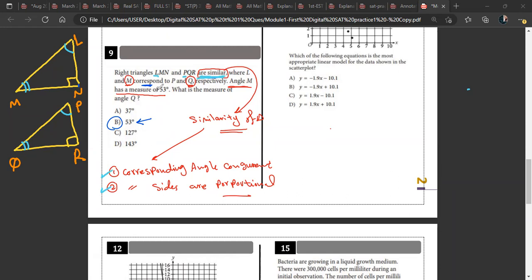Now he tells you angle M is 53. This angle here 53. And he asks you, what is the measure of angle Q? Right now we said that angle M is congruent to angle Q. So if angle M is 53, angle Q must be 53. Is it understood, Aida? Okay, Aida. Understood? Okay.